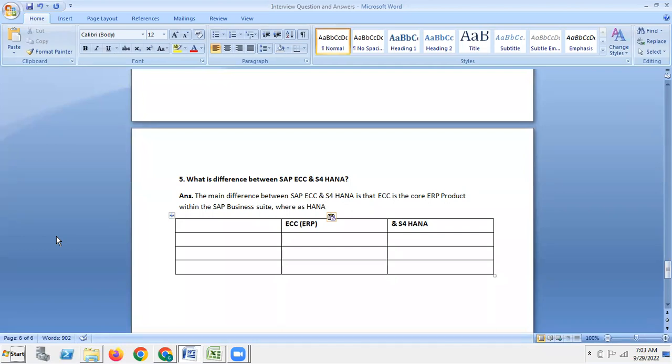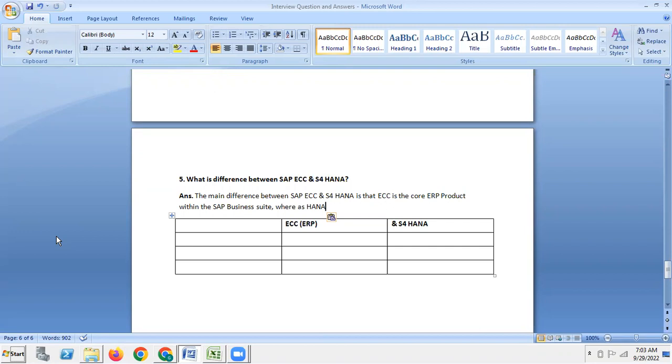I wanted to explain. In our implementation, I have spoken with you many times about the difference, the T codes, and the latest changes. Now in this session, I'm going to explain the difference between SAP ECC and S4 HANA. This is a current interview question.